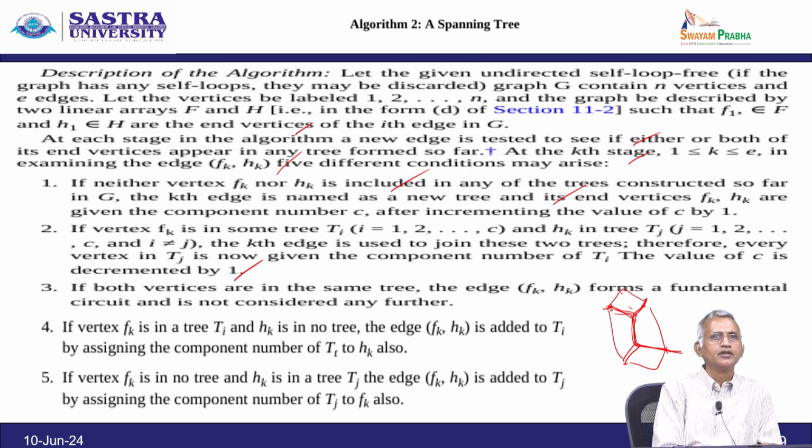If the vertex Fk is in the tree Ti and Hk is in no tree, the edge Fk, Hk is added to Ti, assigning the component number of Ti to Hk also. If the vertex Fk is in no tree and Hk is in a tree Tj, the edge Fk, Hk is added to Tj by assigning the component number of Tj to Fk also.